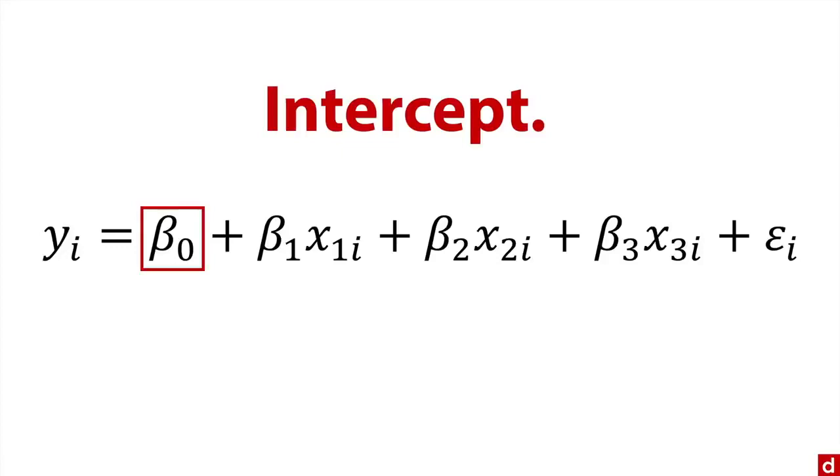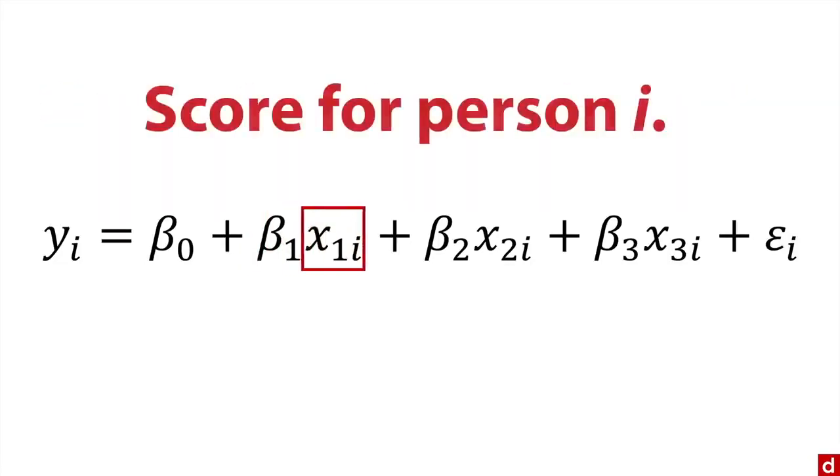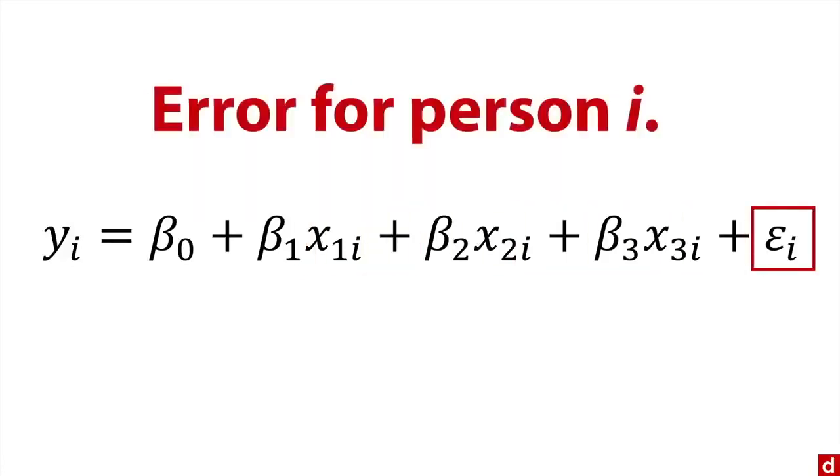But right next to it, we have the coefficient for variable 1. So beta, which means a coefficient, sub 1 for the first variable. And then we have variable 1, and x1 means variable 1, and the i means it's the score on that variable for person i, whoever we're talking about. And then we do the same thing for variables 2 and 3, and at the end, we have a little epsilon here with an i for the error term for person i, which says how far off the prediction was from their actual score.